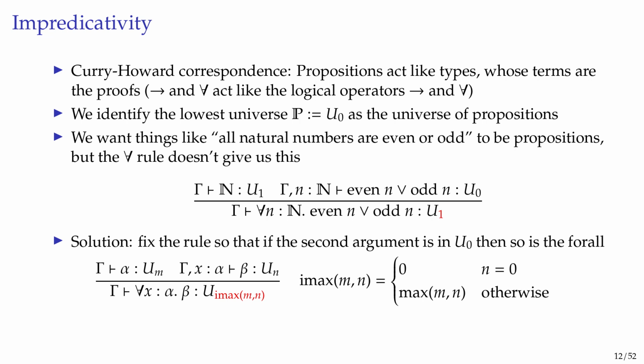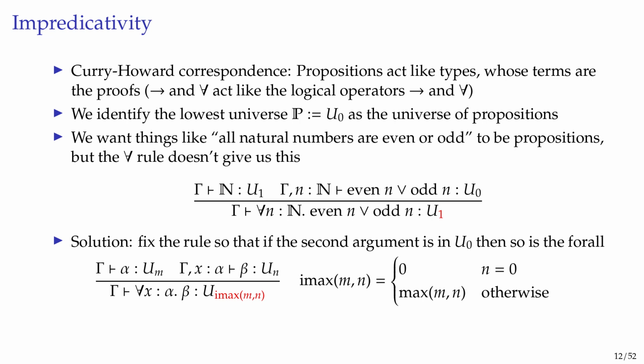In particular, we would like to say things like all natural numbers are even or odd. We would like that to be a proposition. But if we used the rule that I gave on the previous slide, then we end up saying that this lives in U1, which is to say not propositions anymore. So we want them to collapse back into the land of propositions. And so we do that by modifying this typing rule slightly.